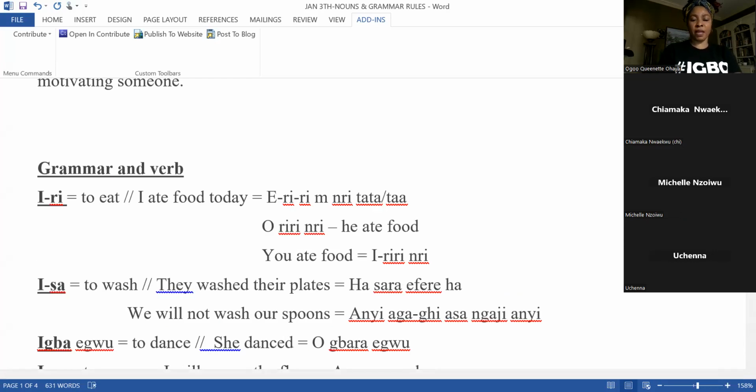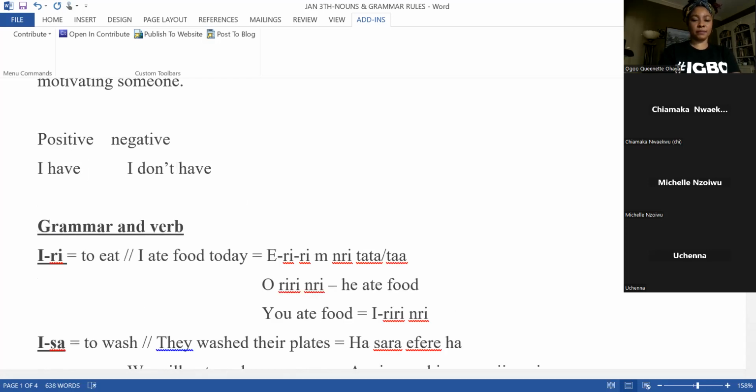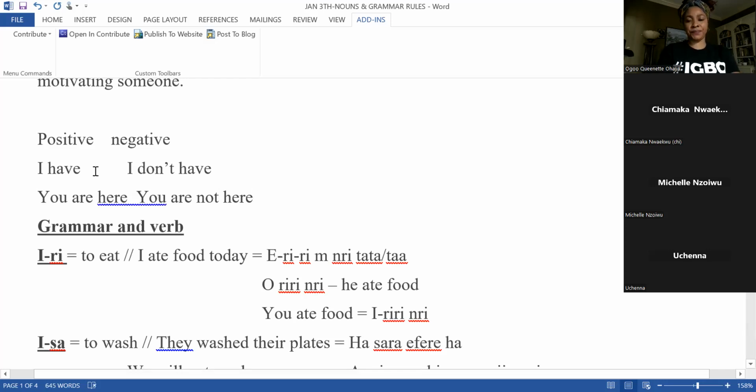When you say positive and negative, negation. Okay, so when we say I have versus I don't have, you have, you are here, you are not here. Okay, so when I say I have, it means the don't got one here, but I have.